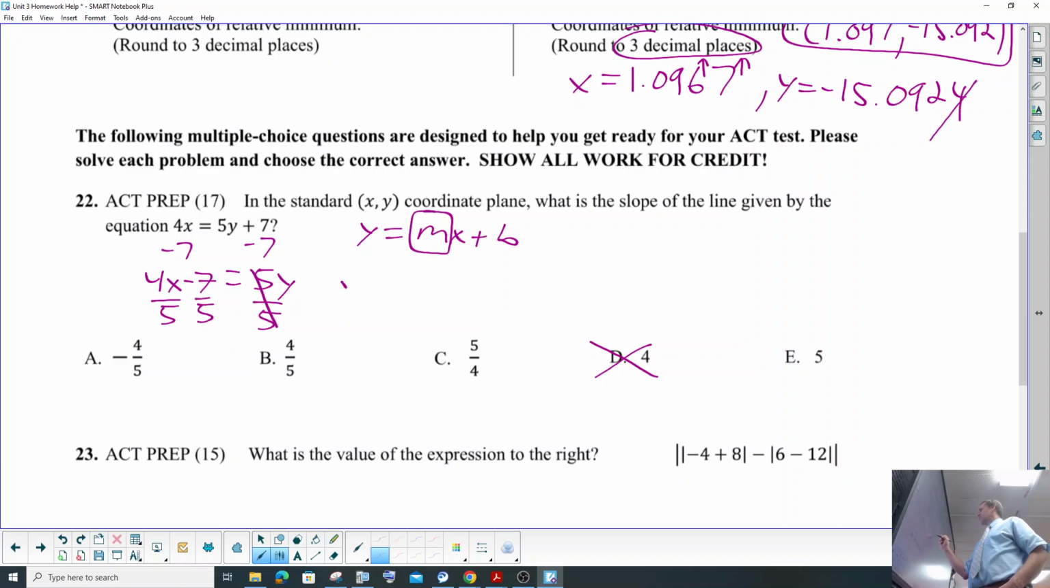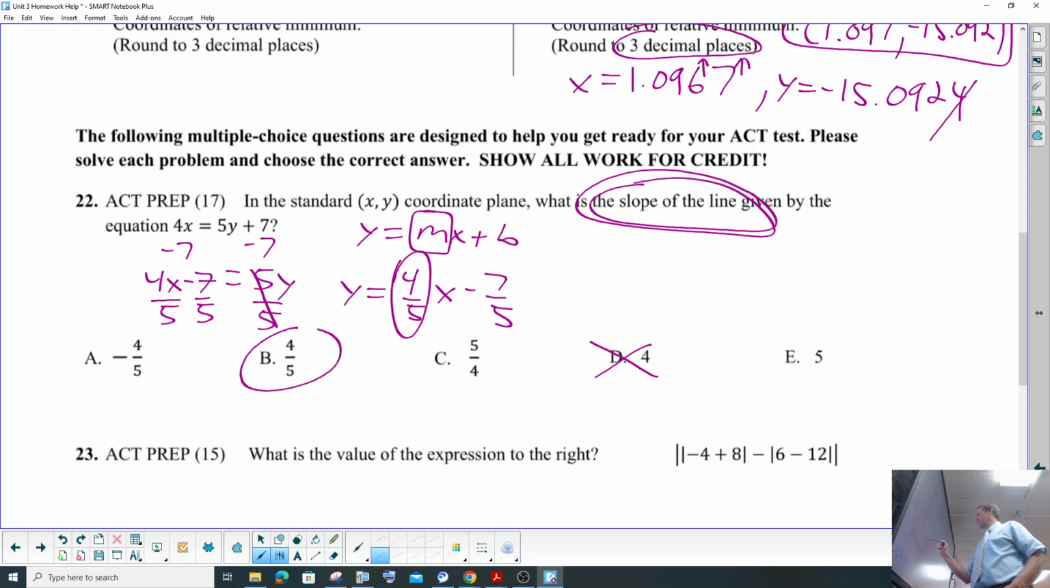And so you have to divide 5 to the other side, to both of them. So we get y is equal to 4/5 x minus 7/5. And they want the slope of the line, and so the slope of the line is 4/5. Notice that I put the y first, equals, and then the 4/5 x minus 7/5. But you still could have found it right there.